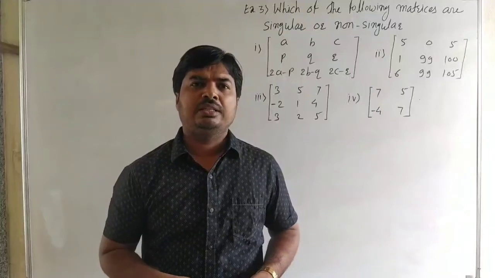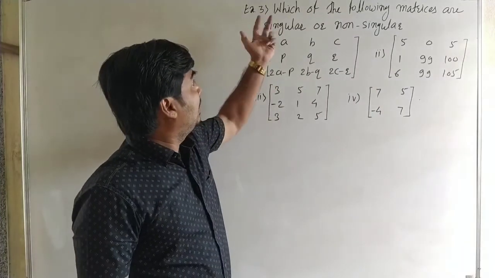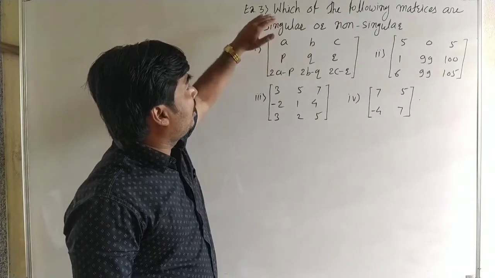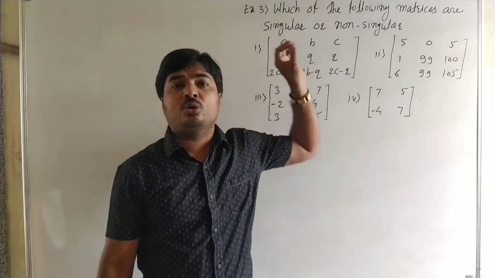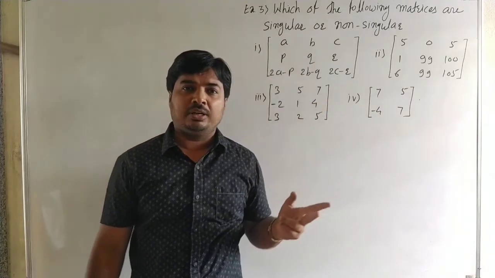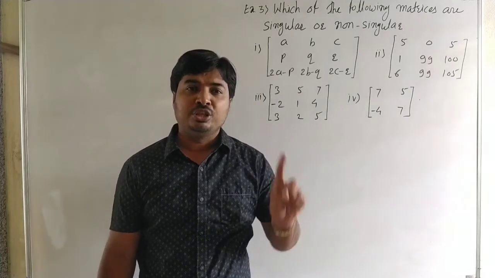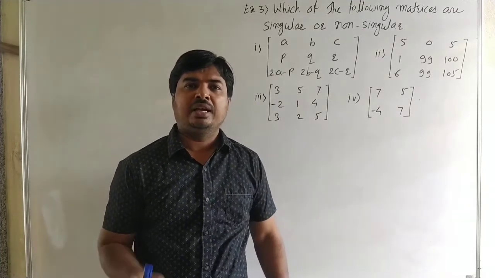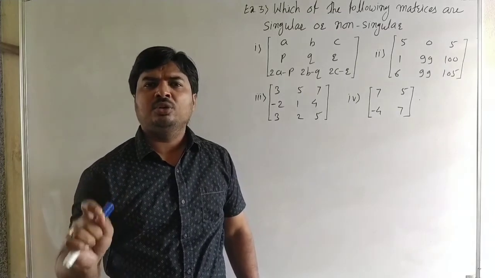We continue the examples in exercise 4.4. Here is the third example: which of the following matrices are singular or not? Here, a singular matrix means the determinant of the matrix is 0, and if the determinant of the matrix is non-zero, then it is a non-singular matrix.